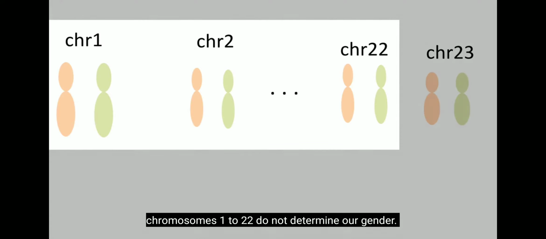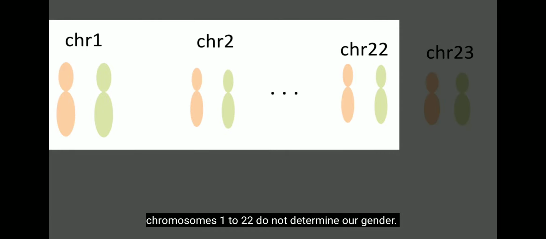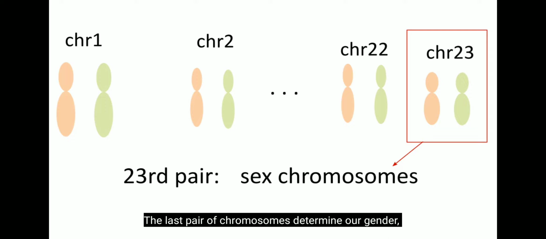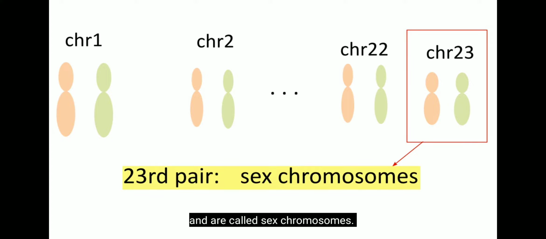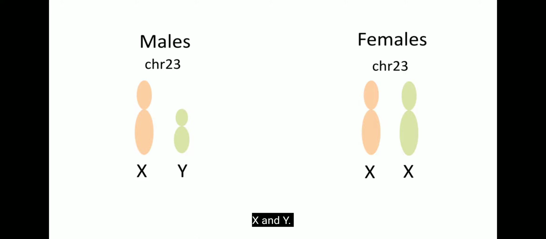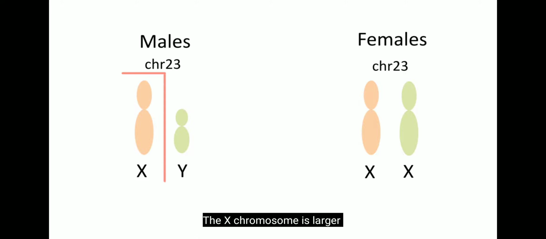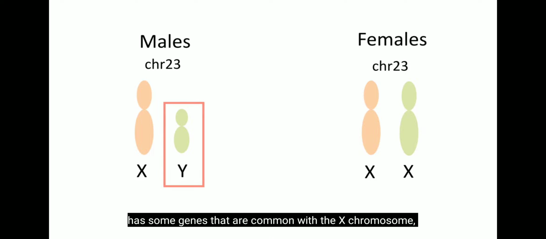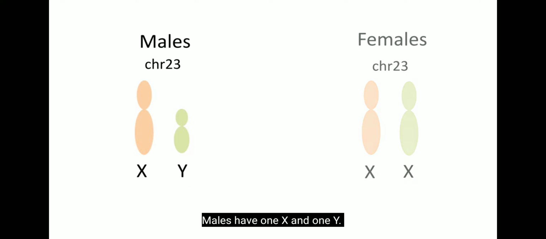In humans, chromosomes 1 to 22 do not determine our gender. The last pair of chromosomes determine our gender and are called sex chromosomes. Chromosome 23 comes in 2 varieties, X and Y. The X chromosome is larger and contains more genes. The smaller Y chromosome has some genes that are common with the X chromosome and some genes that are unique to males.